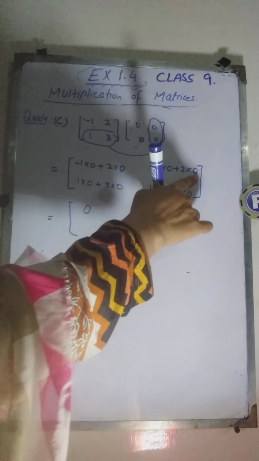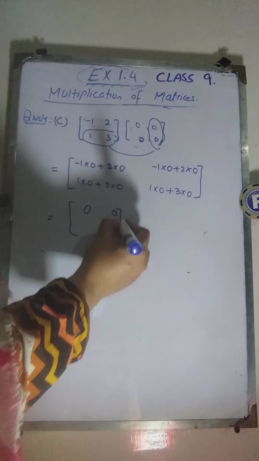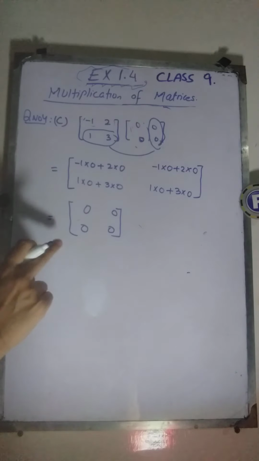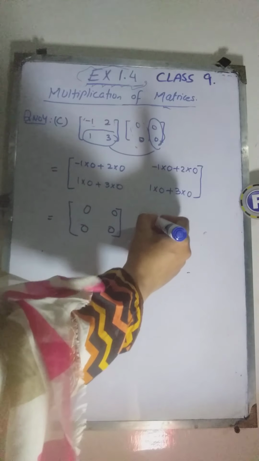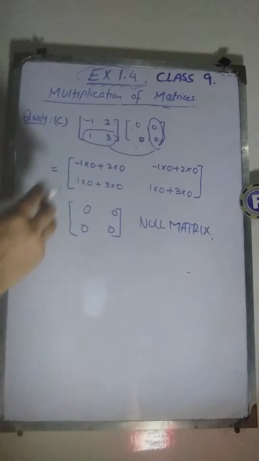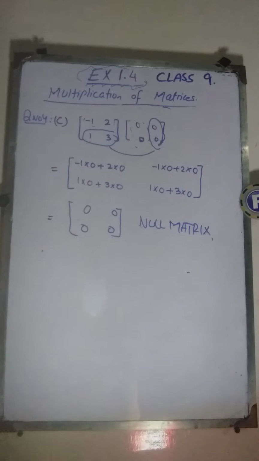So as you can see, every element has to come 0. Negative 1 into 0 is 0, 0 plus 0 is 0. Negative 1 into 0, 2 into 0, both are 0, and 0 plus 0 will again be equal to 0. So we are going to have a 0 matrix or a null matrix. Whenever a null matrix is multiplied with any matrix, it will turn it into a null matrix. Okay, and this completes question number 4.